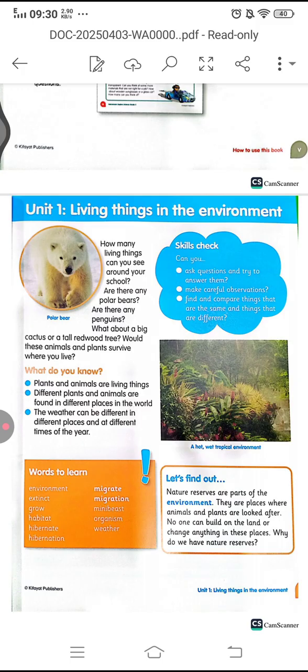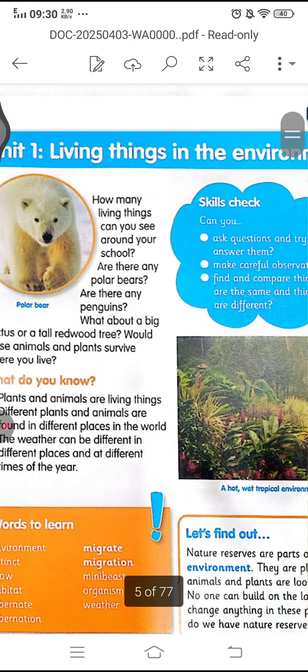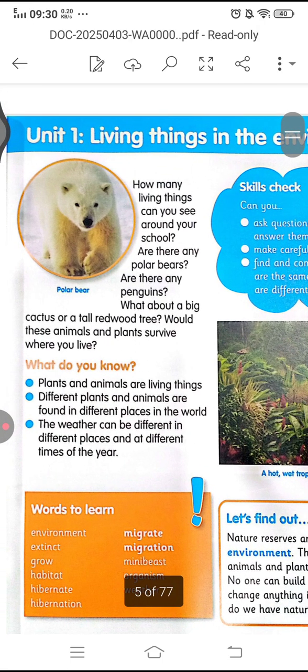There are different living things. Plants are living things, animals are living things, human beings are living things, insects are living things, birds are living things. Okay, how many living things can you see around your school? In our school, plants are there, they are living things. Weeds are there, that are living things. Animals are there, birds are there, that are living things. Human beings are there, that are living things.